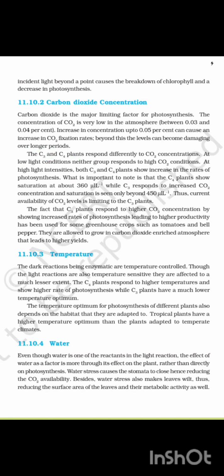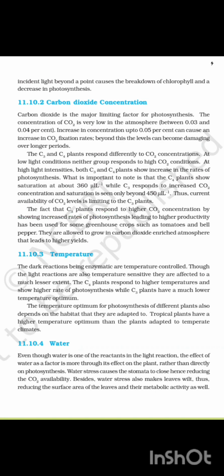The C3 and C4 plants respond differently to CO2 concentration at low light conditions. Neither group will respond to high carbon dioxide conditions at high light intensities. Both C3 and C4 plants show increase in the rate of photosynthesis. What is important to note is that the C4 plant shows saturation at about 360 ml, while C3 responds to increased carbon dioxide concentration and this saturation is seen only beyond 450 ml. Thus, current availability of carbon dioxide levels is limiting to the C3 plant.